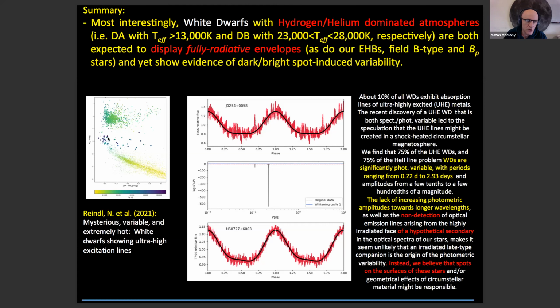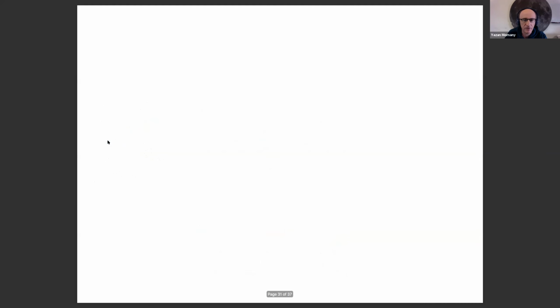So we are pretty sure that we can extrapolate that the properties of magnetic EHB stars can also be extrapolated to those hot white dwarfs with radiative envelopes.